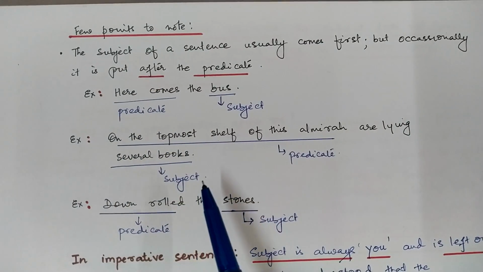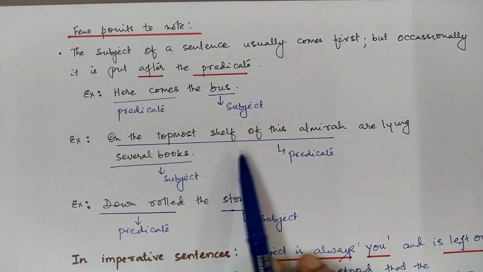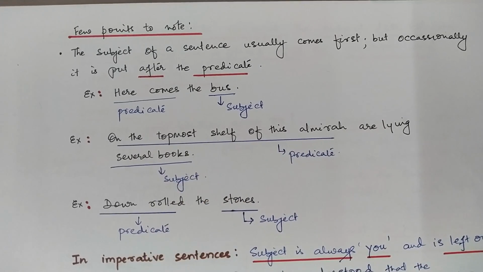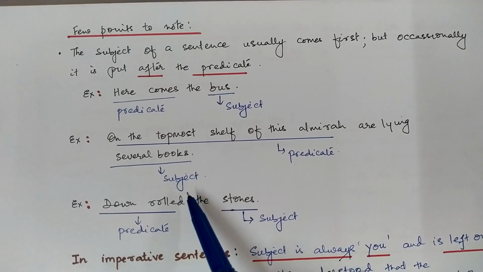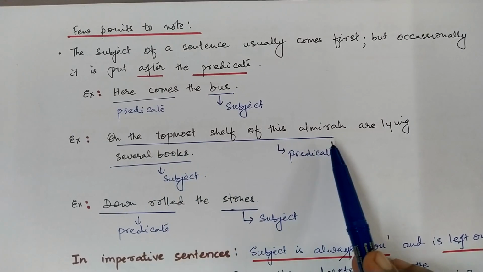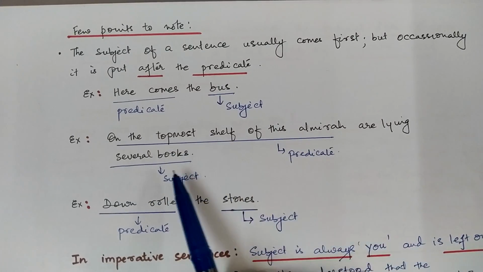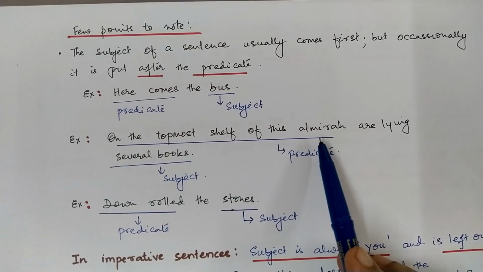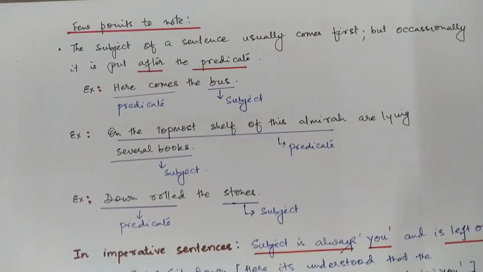Okay. Next example, on the topmost shelf of this almirah are lying several books. First thing, identify the subject. That means what are we talking about? What person or thing are we talking about? We are talking about books here. Now, what is being spoken about the books? On the topmost shelf of this almirah are lying several books. That means the predicate is on the topmost shelf of this almirah are lying.